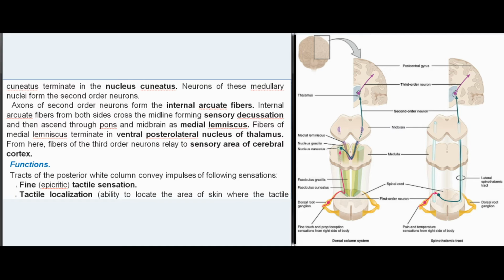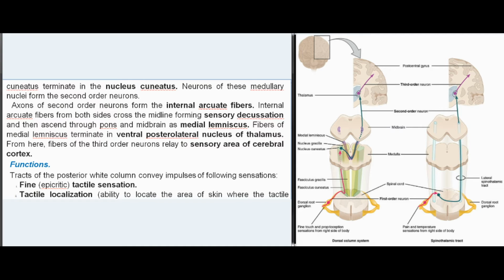Internal arcuate fibers from both sides cross the midline forming sensory decussation and then ascend through pons and midbrain as medial lemniscus. Fibers of medial lemniscus terminate in ventral posterolateral nucleus of thalamus. From here, fibers of the third-order neurons relay to sensory area of cerebral cortex.